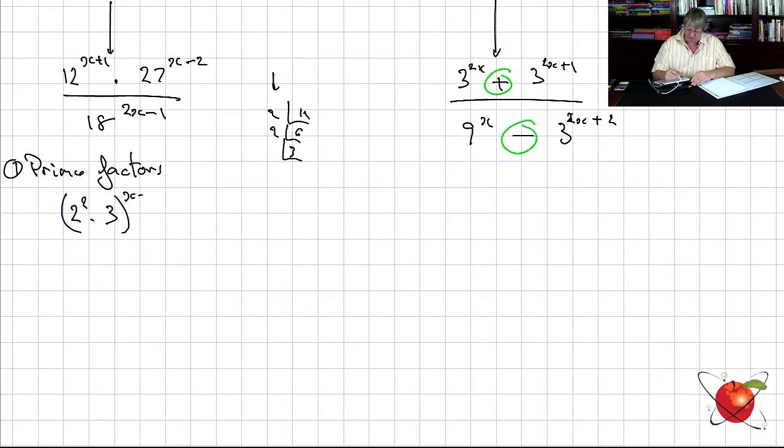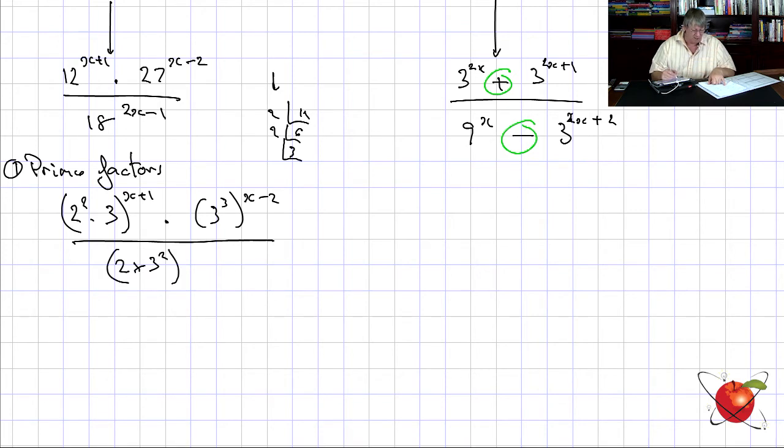To the power of x plus 1. And I'm going to multiply that by 3 to the power of x minus 2. And 18 we're going to write as 2 times 3 squared, to the power of 2x minus 1. What are we going to do with this now? Well, now step 2 was remove brackets. Remove the brackets.